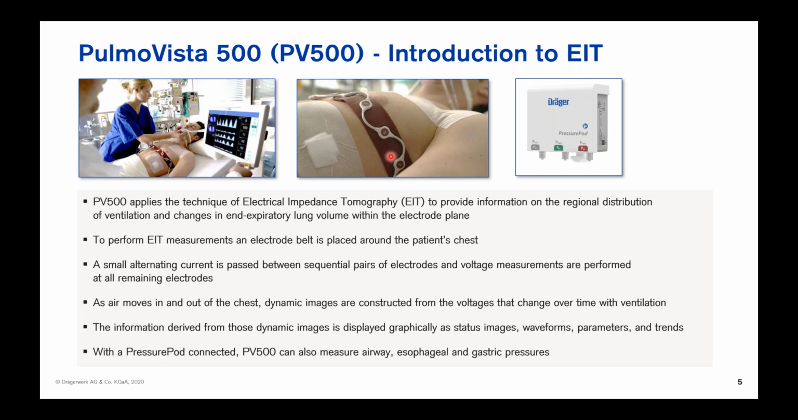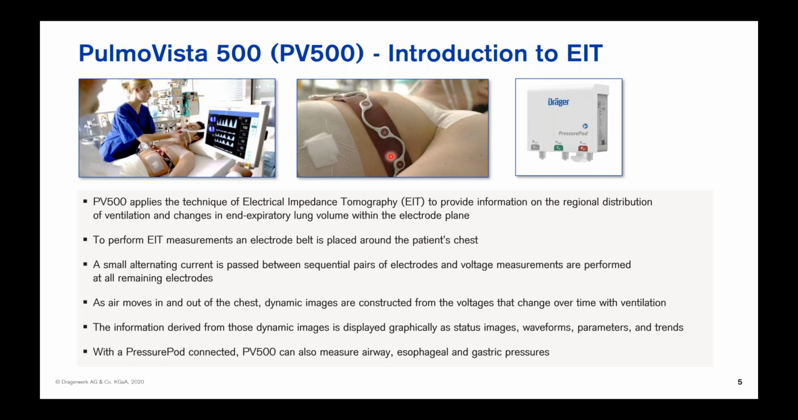This electrode belt contains 16 electrodes, and we use one electrode pair to inject a little alternating current, while we measure the resulting voltages at the remaining electrode pairs. With an increase of air content in the chest during the inspiratory phase, the transthoracic impedance will also increase. There is a more or less linear relationship between the impedance changes and the volume changes in the chest.